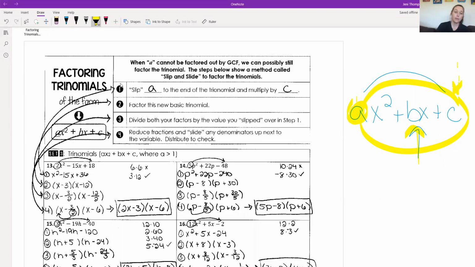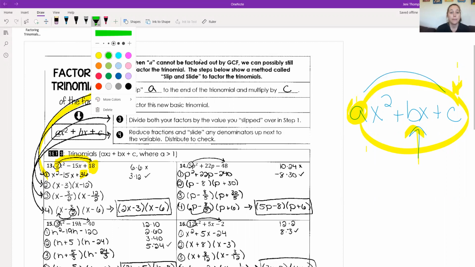So step 1 in this different method is we take our A term, in this case it's 2, and we multiply it to the back. We bring it back here and multiply it to our C term. So 2 times 18 is 36, so that's what we've got here. That's what it turns into.